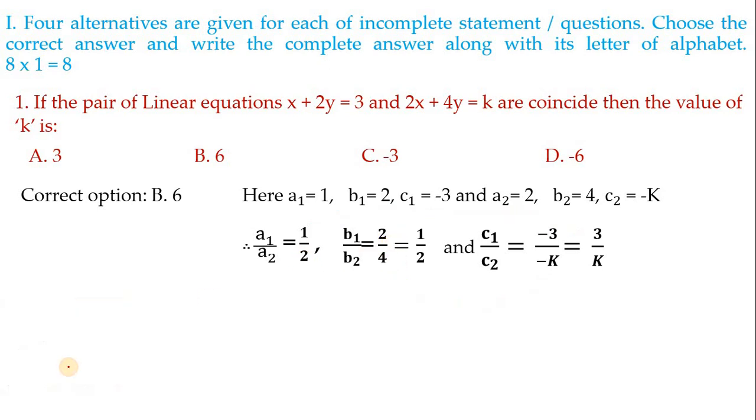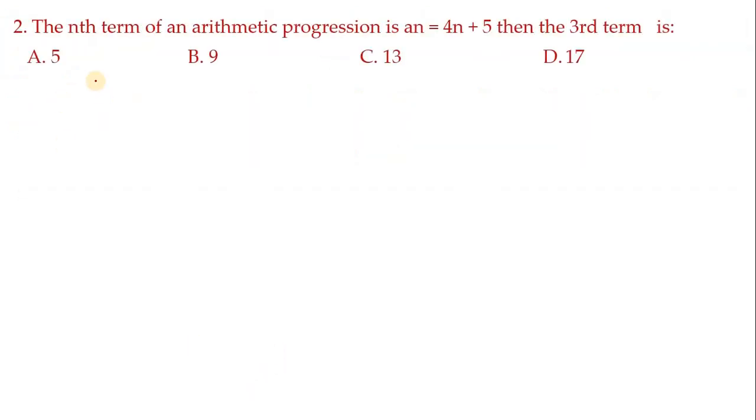So, for the next step, let us write 1 by 2 is equal to 3 by k. So now do the cross multiplication. 1 into k is k and 2 into 3 is 6. So k is equal to 6. Next, let us move on to the second question.